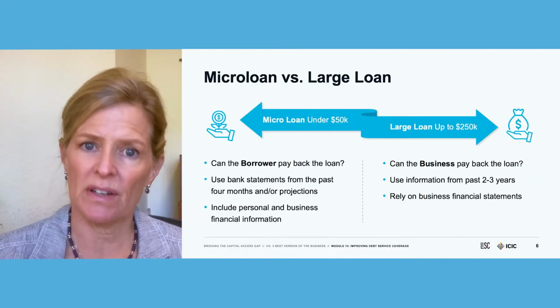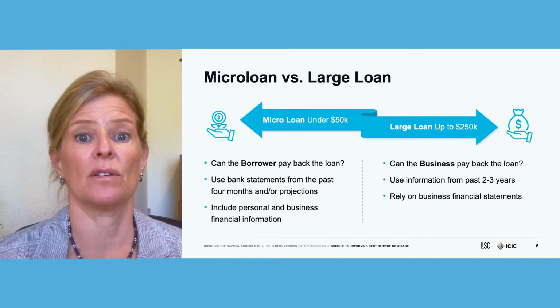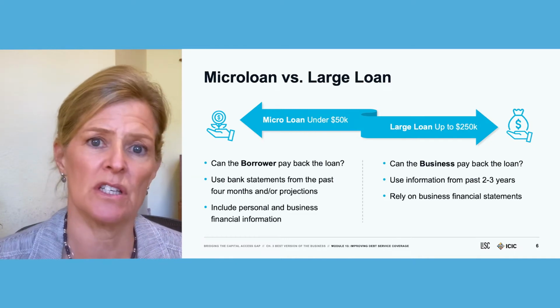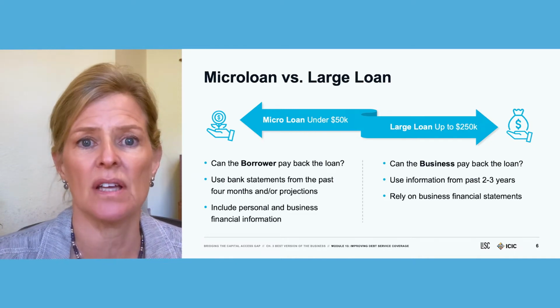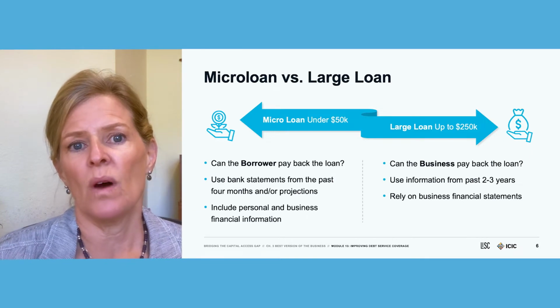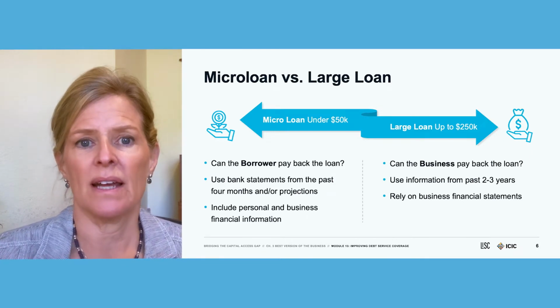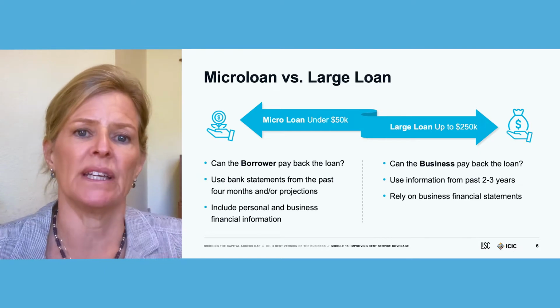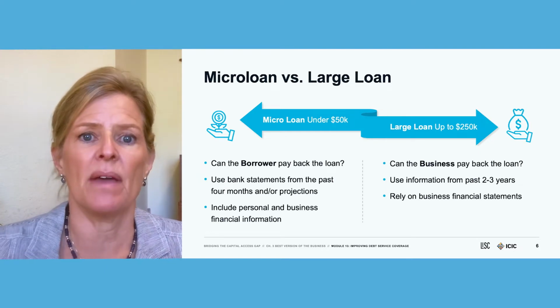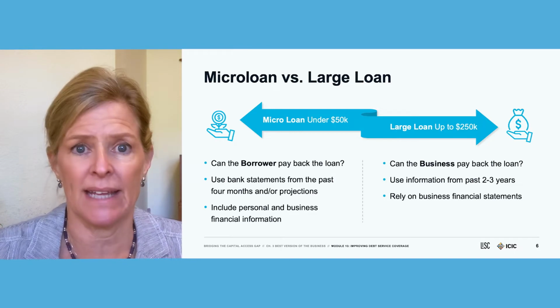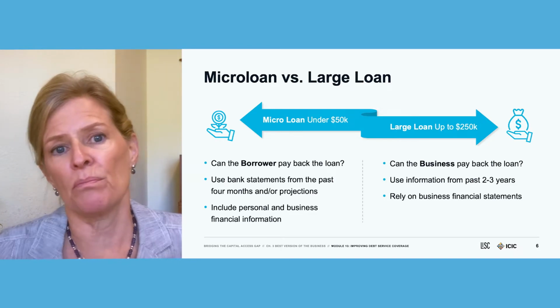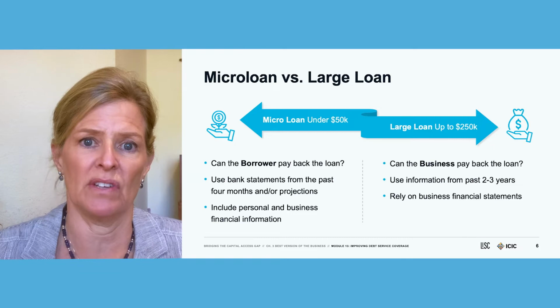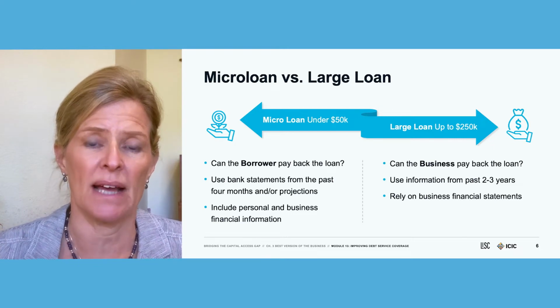If you're working with very small businesses, micro businesses that are going for a micro loan, which is generally under $50,000, just remember that lenders are going to be looking at just the last few months, maybe up to a year of history, and they may rely largely on bank statements, and they'll look at both personal and business sources of income for calculating cash capacity.